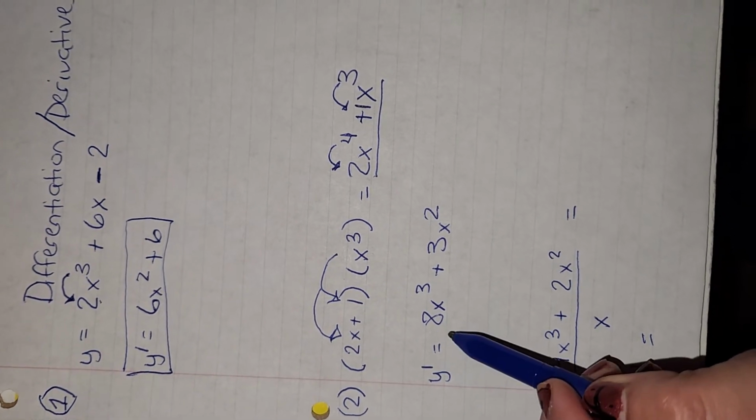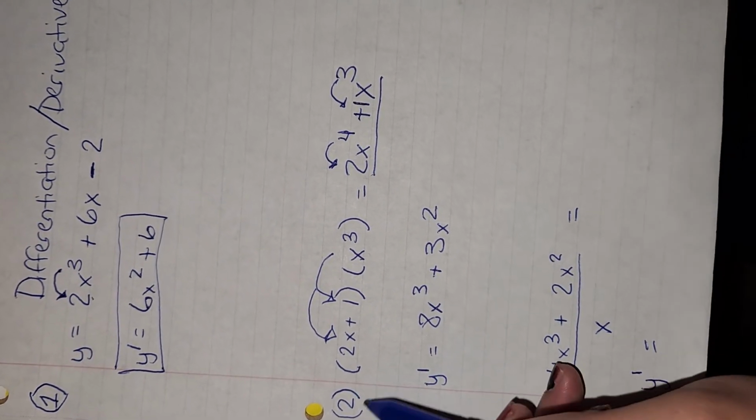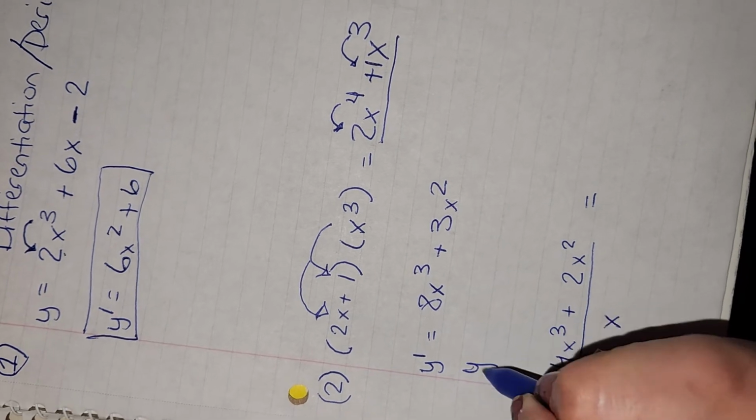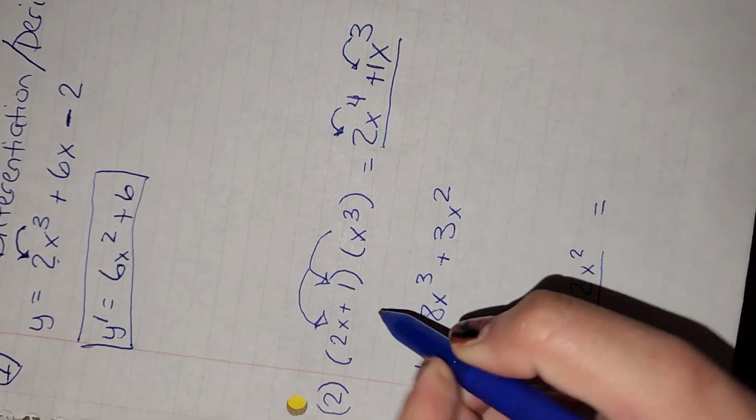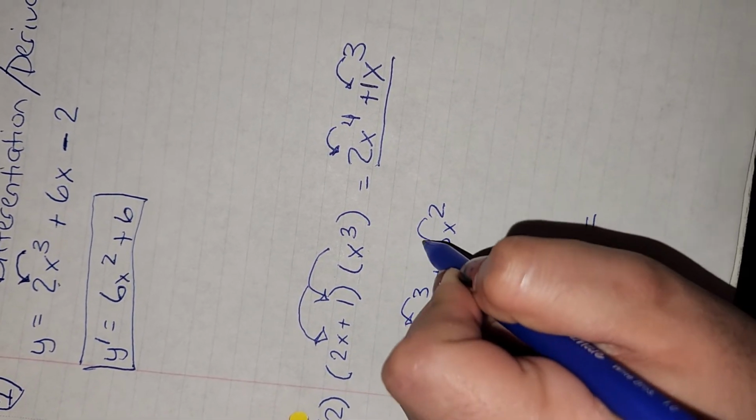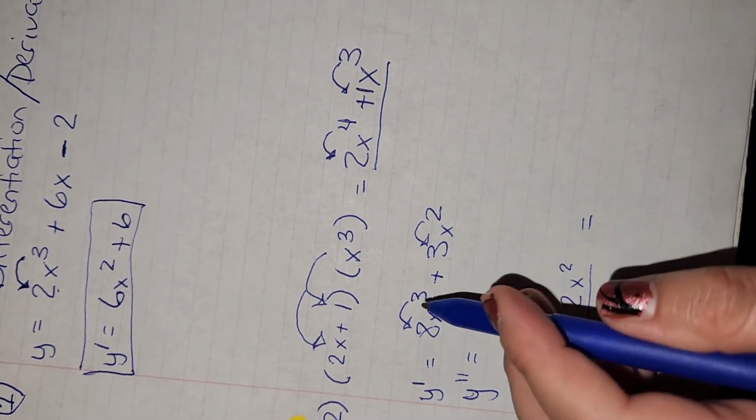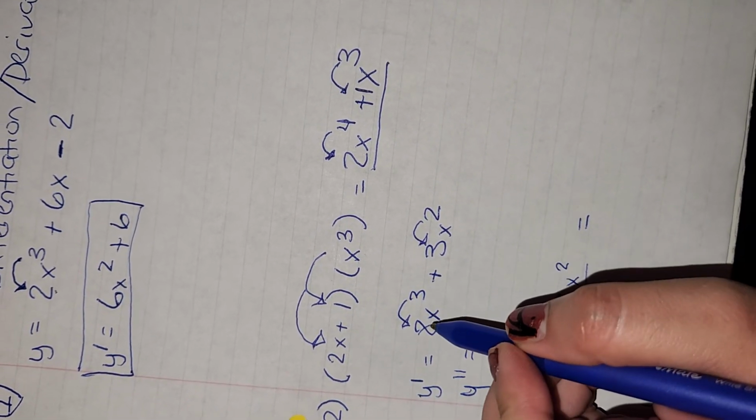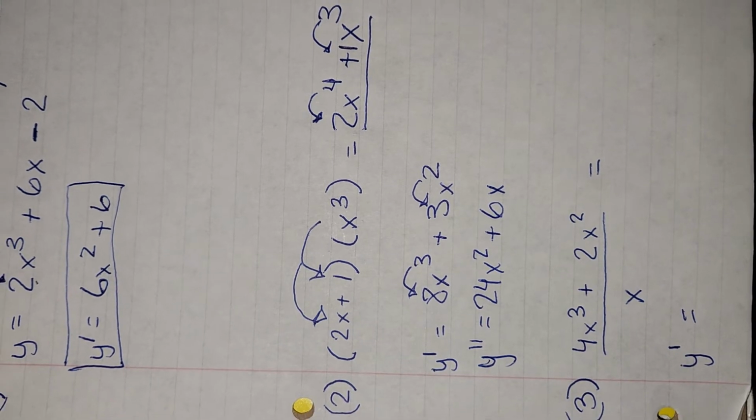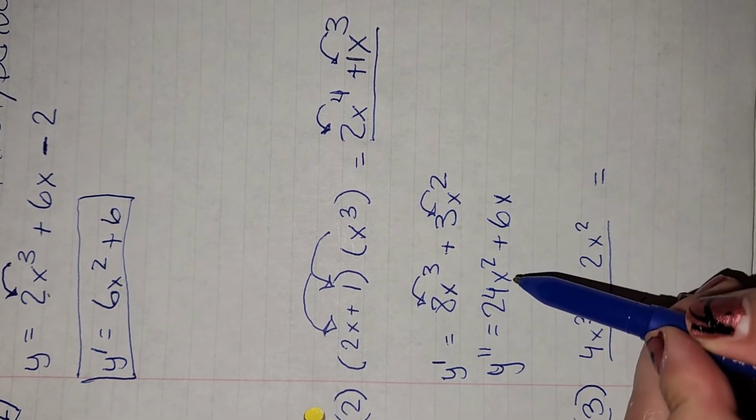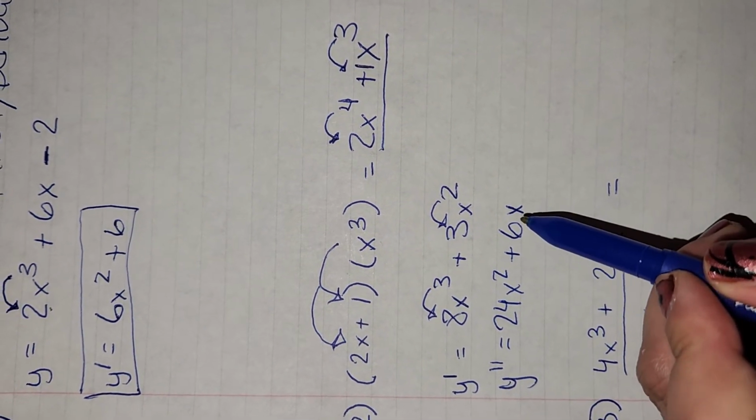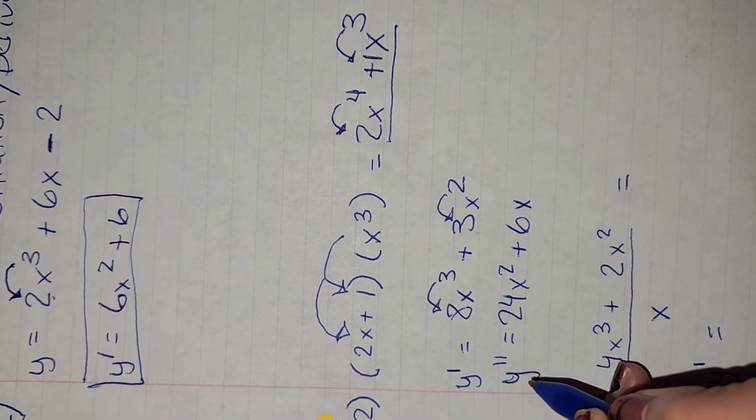Now if they ask you to find the second derivative for number 2, you will simply do the same thing, multiplying these two numbers, minus 1 from the exponent, and you should get 24x squared plus 6x as your second derivative.